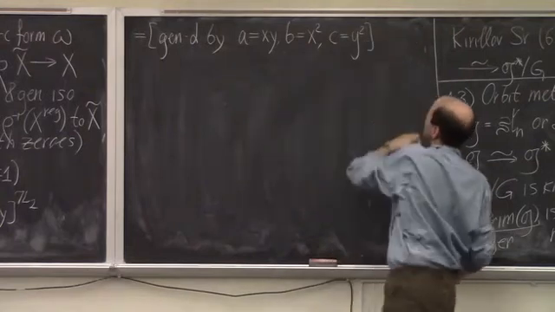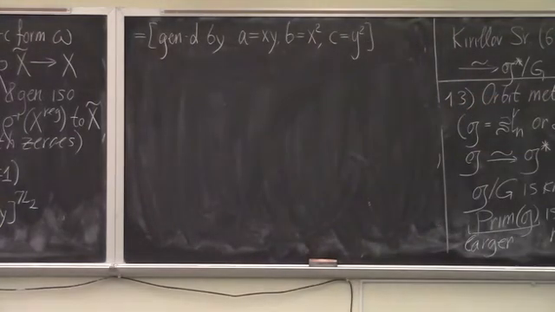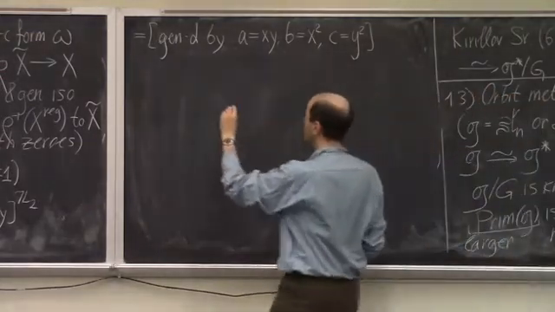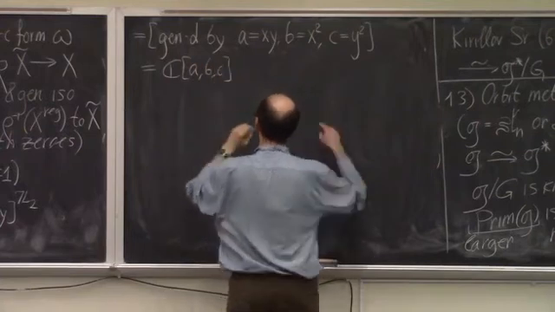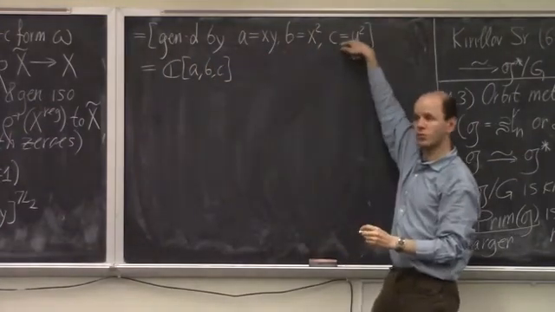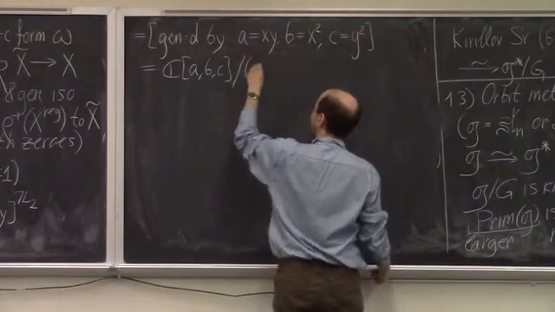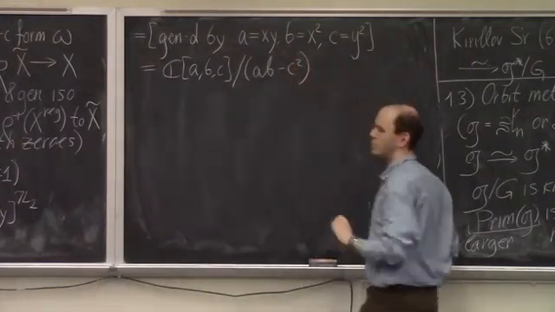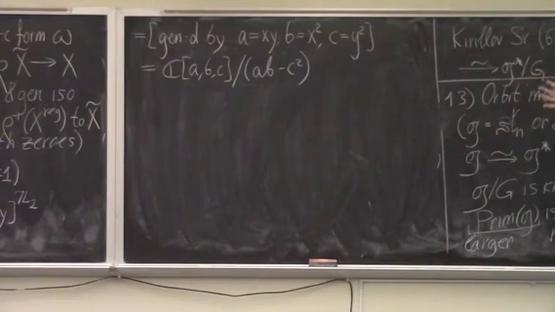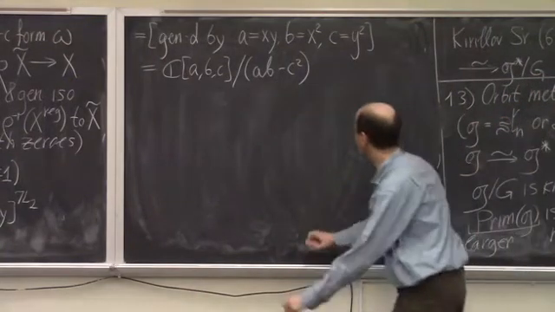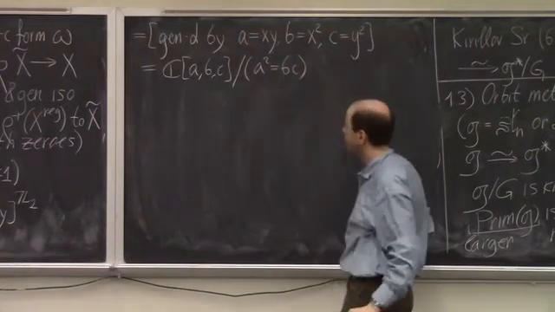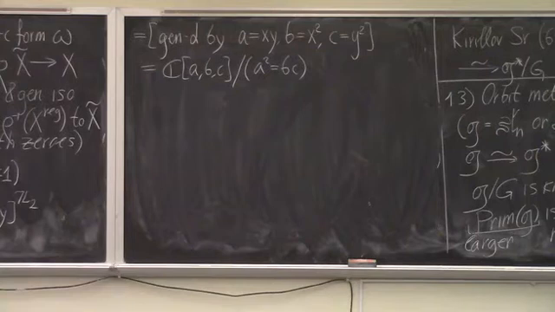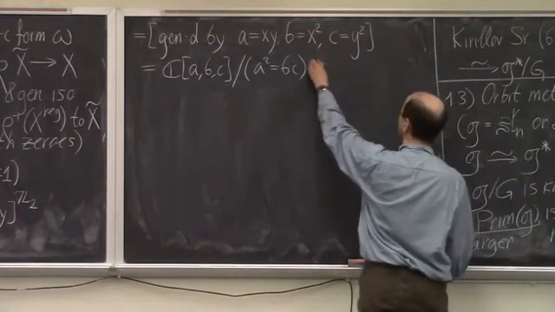Okay? And among these three guys, I have exactly one relation. This relation tells me that A squared is equal to B times C. And this is indeed a quadratic cone. If you open an algebraic geometry textbook, there will be an exercise to check that this is a normal variety.